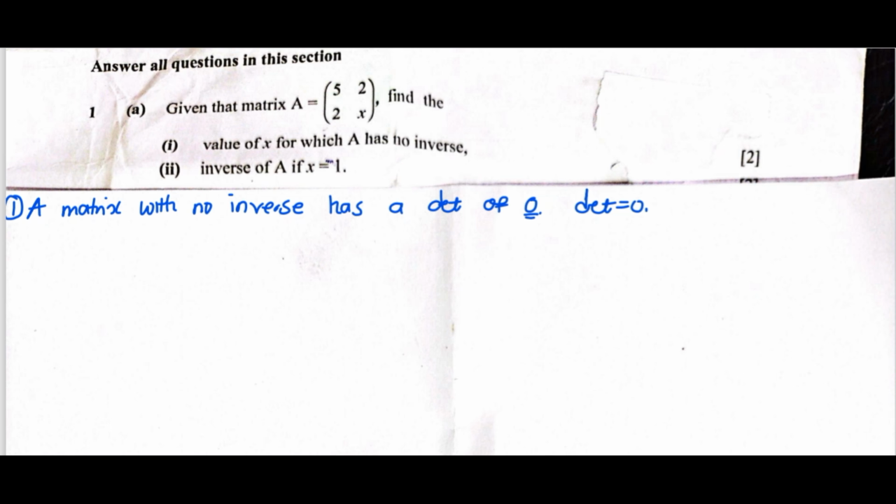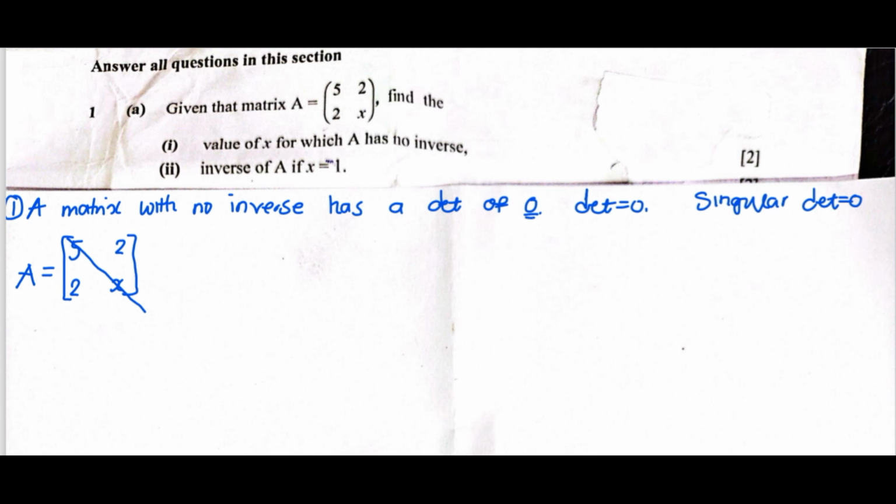Or in some books or in some papers, you may be given: find the value of x given that the given matrix is a singular matrix. So whenever you hear the word singular, it also means that the determinant is equal to zero. And whenever the determinant is equal to zero, you cannot find the inverse. Now let's look at this question. So the original matrix A, we have 5, 2 here, 2 here, x here. Now we want to find the determinant.